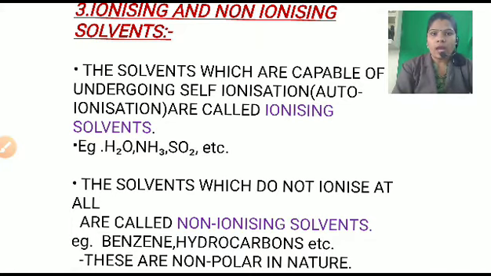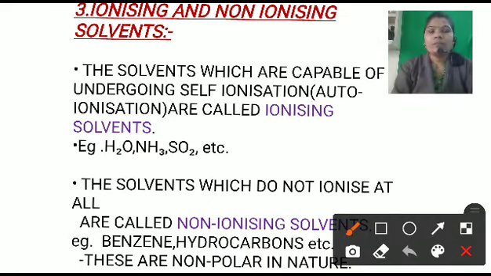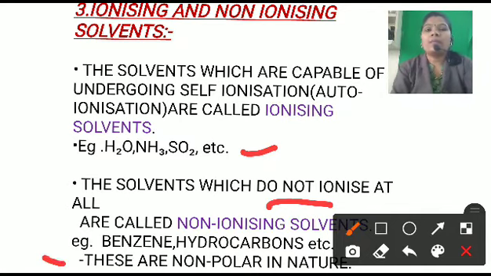The solvent which is capable of undergoing self-ionization or auto-ionization is called an ionizing solvent. Examples are the water molecule and ammonia; these are self-ionizable. Next, the solvent which does not ionize at all is called non-ionizing. That means the solvent is not auto-ionized. Examples are benzene and hydrocarbons.